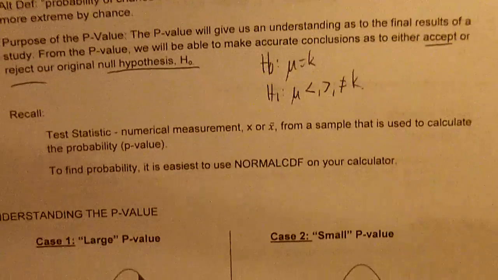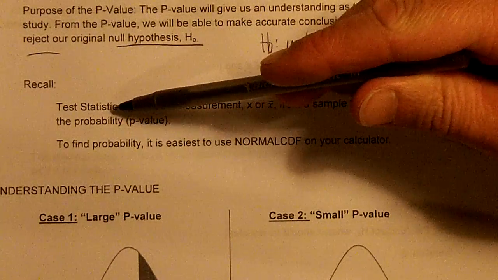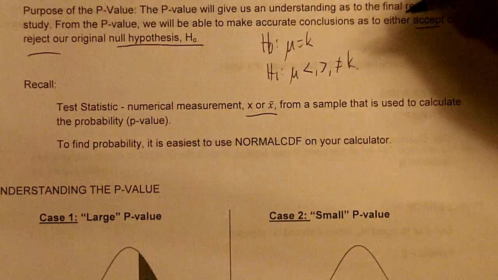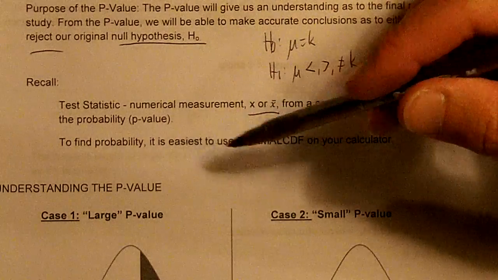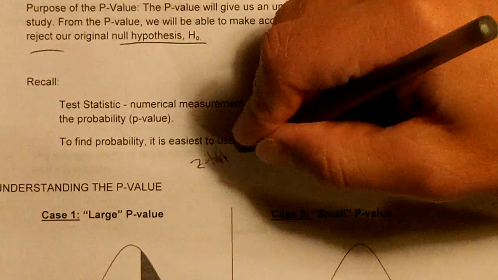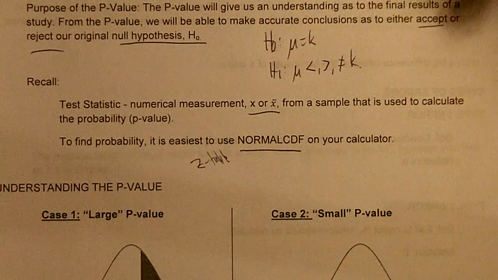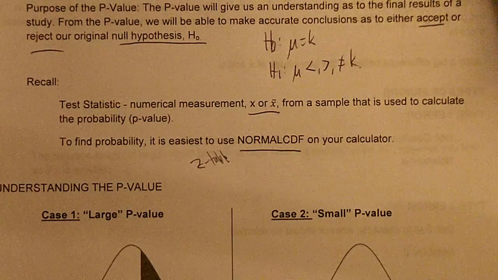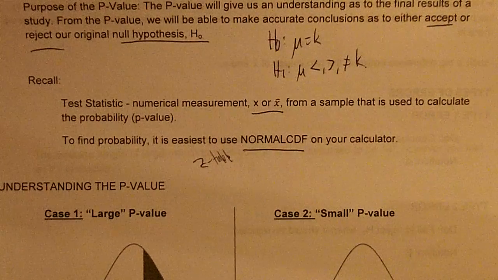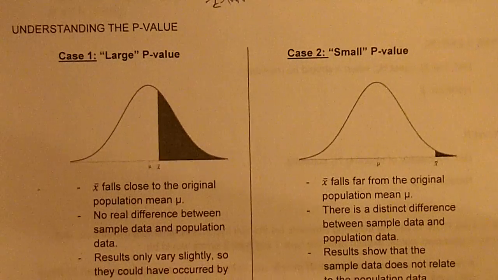Okay, so moving on. Just a few things to recall here. The test statistic is given in the problem usually as either x or x bar. And then to find the probability, you could use the z-table or more easily the norm CDF on your calculator. So again, not much is changing here, it's just that we're now using what we've learned in past lectures in a more appreciative way in finding the p-value.